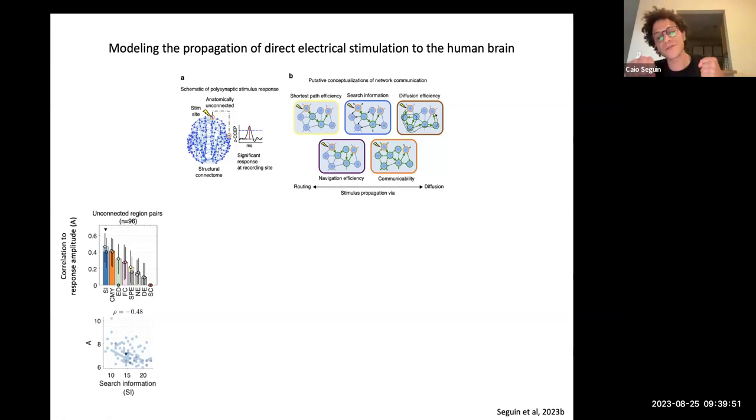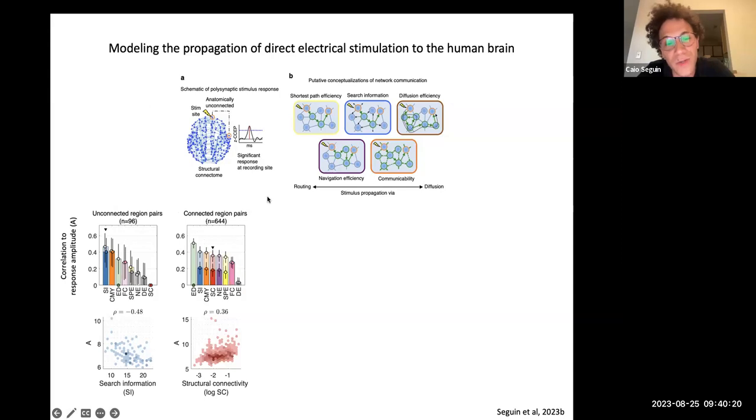And these are for pairs of regions that are not anatomically connected. So we can empirically stimulate one region, and we can measure the average amplitude of the signal in a downstream region. There's no white matter tract between these two regions, but we can simulate propagation via the intermediate topology of the network, and we can then predict the amplitude of this response. So this is for unconnected regions.